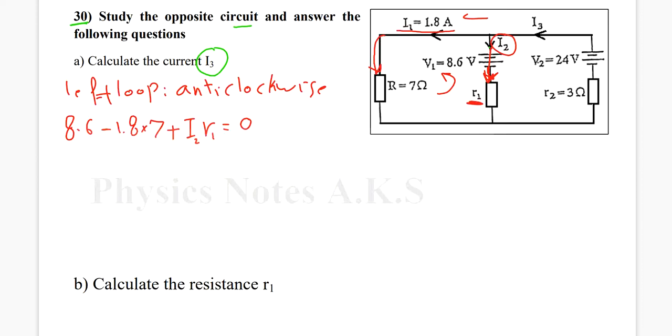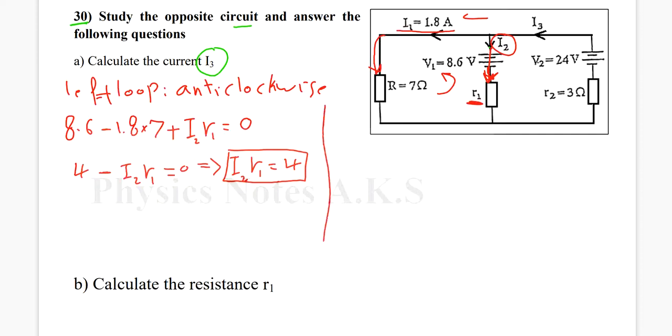I fix this equation. I will have 4 minus I2 R1, which equals to 0, and this will give me that I2 R1 equals to 4. Okay, I am going to use this now when I apply Kirchhoff's second law on the right loop. Okay, guys?